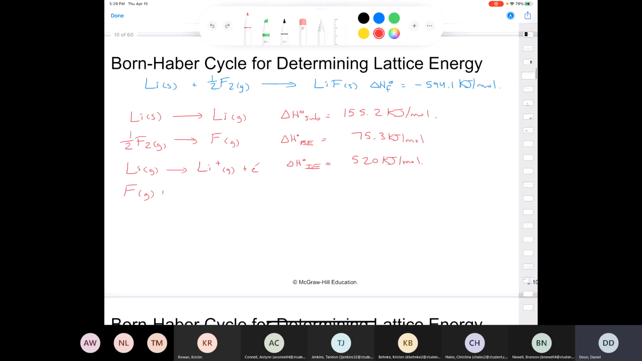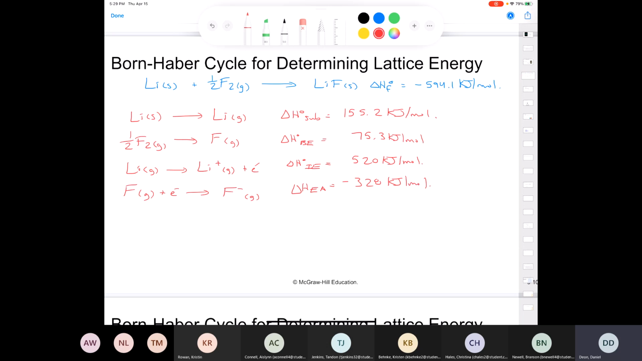If it gains an electron to form the fluoride ion, right? Because we need a fluoride ion in the gaseous phase. I don't know why I called it a cation when it's an anion. And yeah, there we go. And the electron affinity for my fluorine is equal to negative 328 kilojoules per mole.